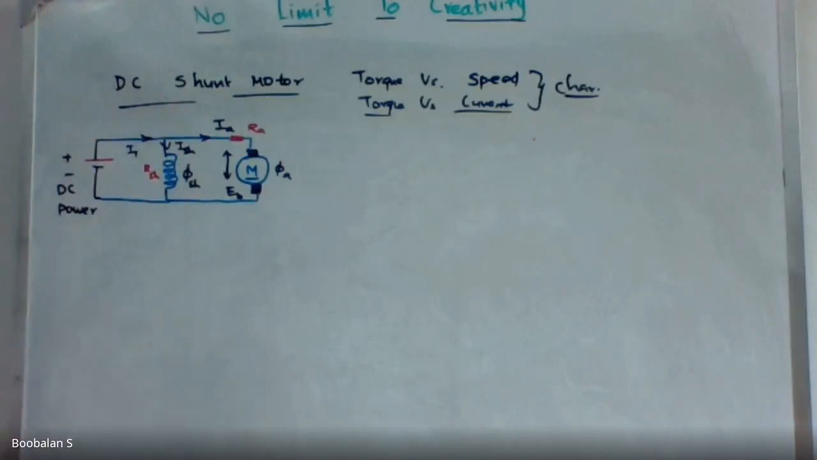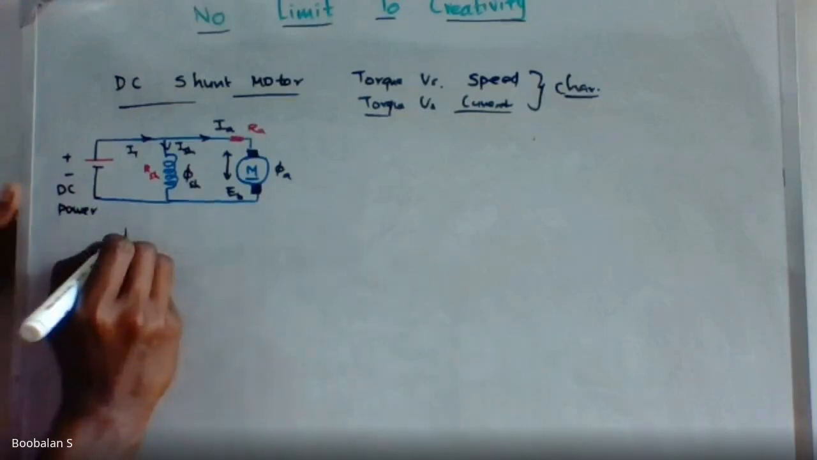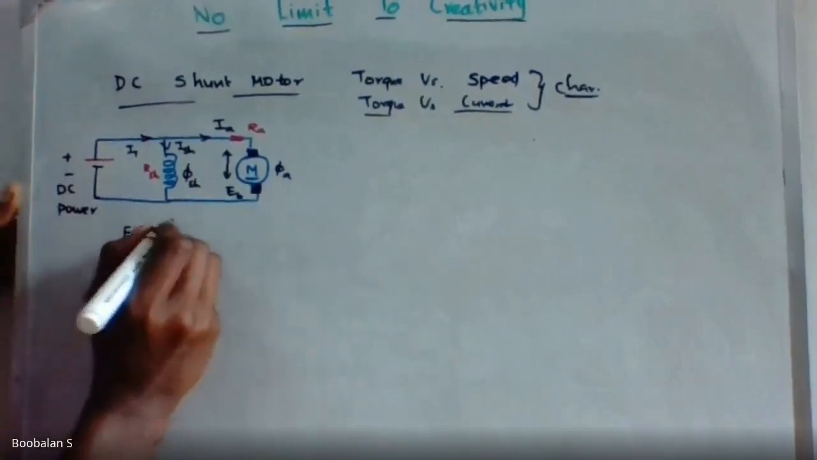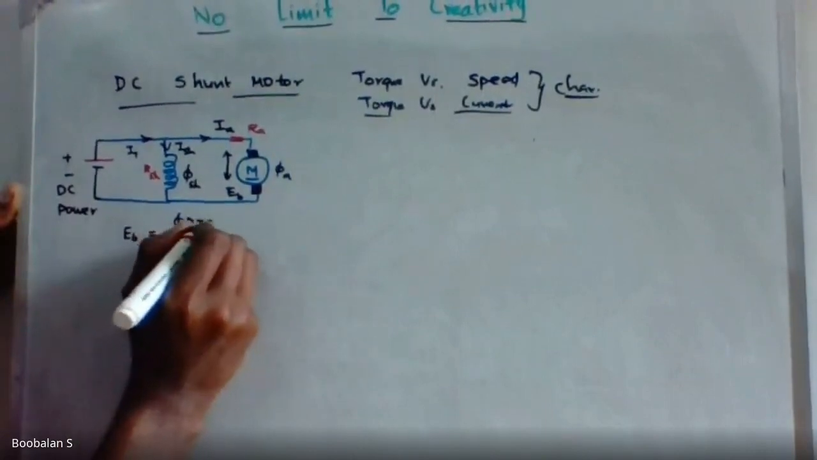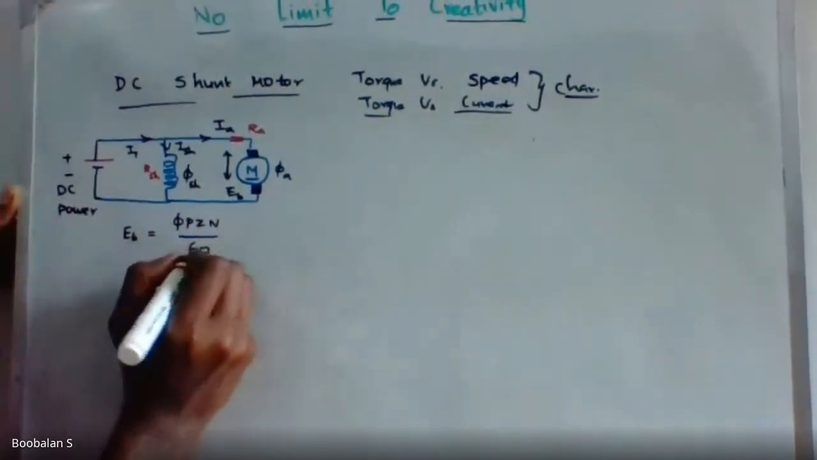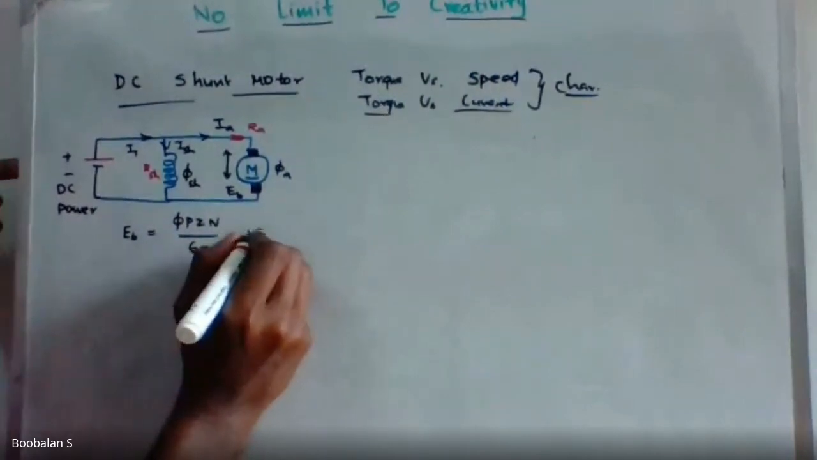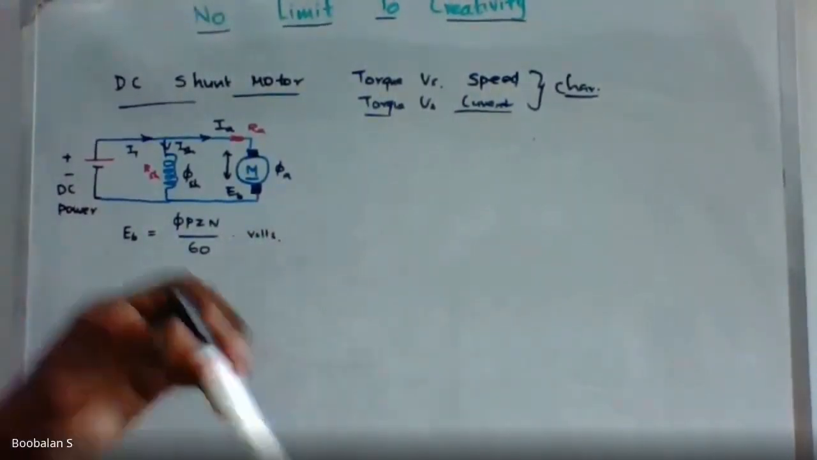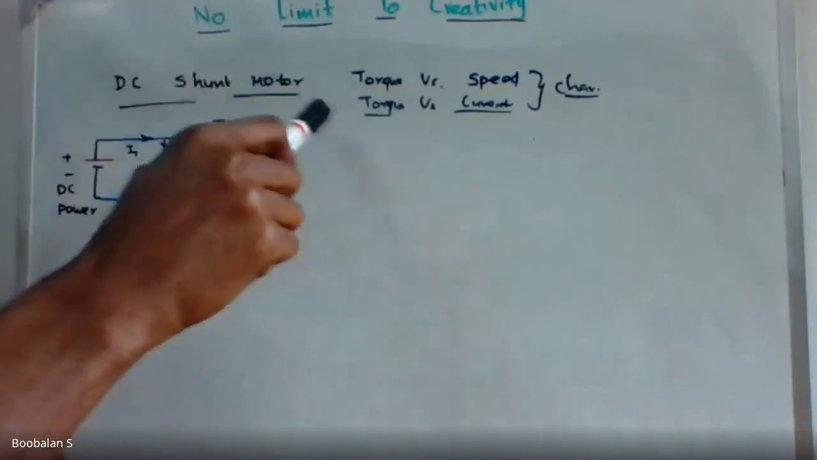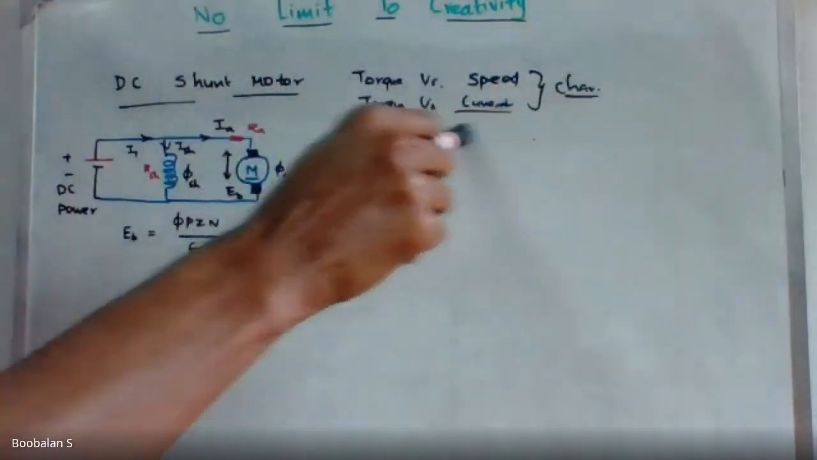So right, with that we are just going to move on. I will have a recall. What is the value of EB? EB is directly proportional to phi P Z N by 60. We have this equation in terms of volts, right? This equation we have already got, and now we are going to focus on the mechanical output characteristics.